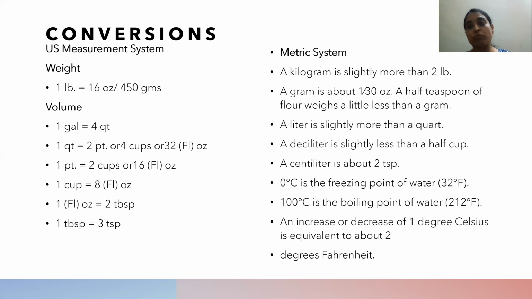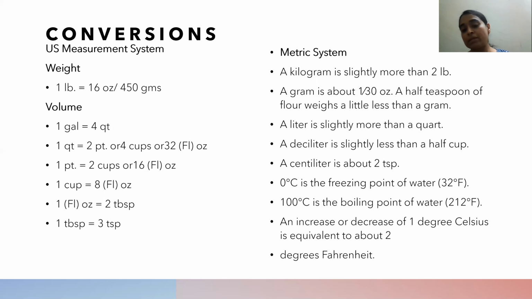So 1 teaspoon, when we talk about the metric system, would be 5 grams. When we talk about tablespoons, 1 tablespoon would be equivalent to 15 grams. Okay. So in the metric system, a kilogram is slightly more than 2 pounds. Whereas a liter is slightly more than a quart.